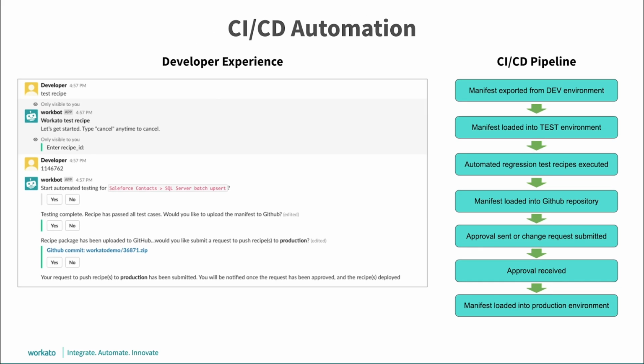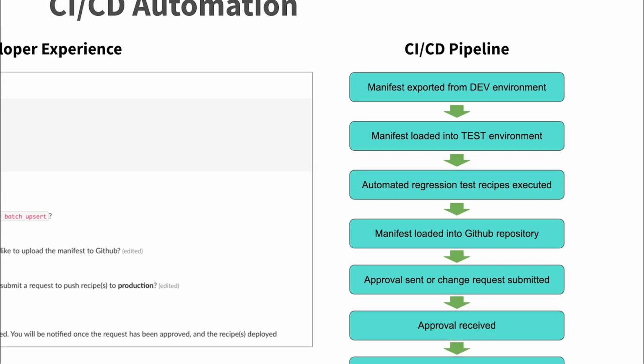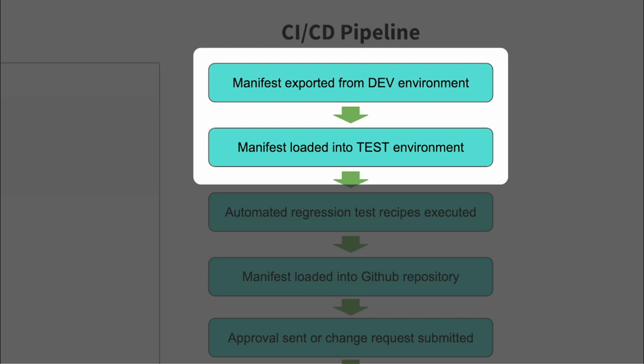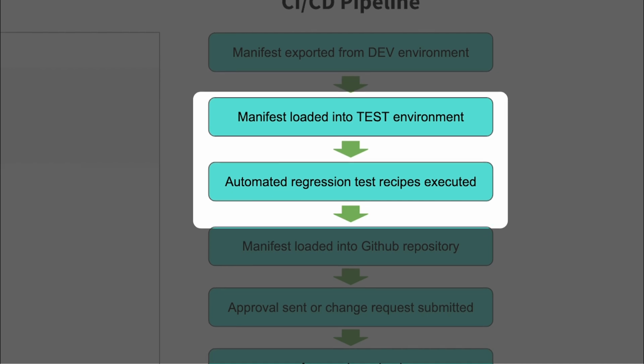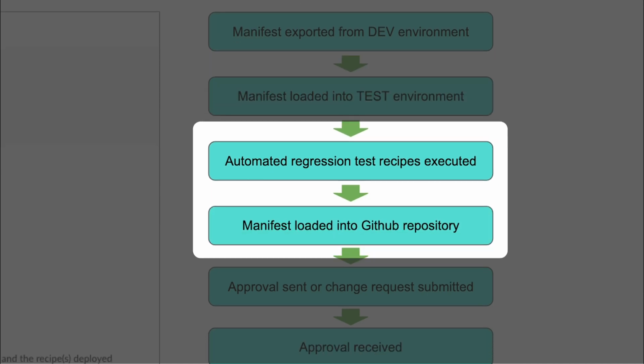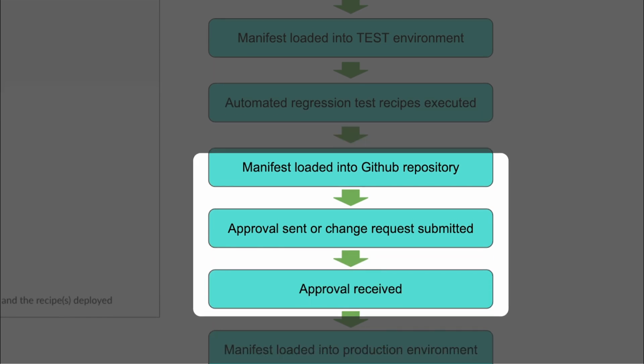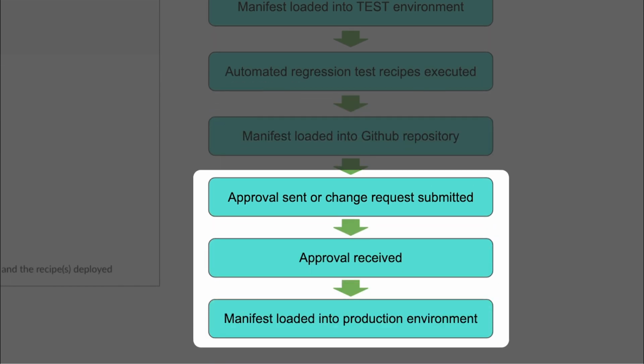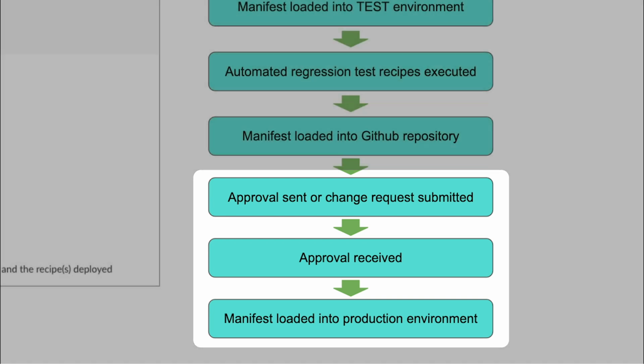With recipes that use Workato's platform APIs for recipe lifecycle management, the deployment package is automatically exported from the dev environment and imported into the test environment. The QA team can then start automating testing to validate the modified recipes and create the deployment package for production based on their outcomes. Next, a PR request is created for review and approval, and once the PR request has been approved, the deployment package can finally be deployed into the production environment.